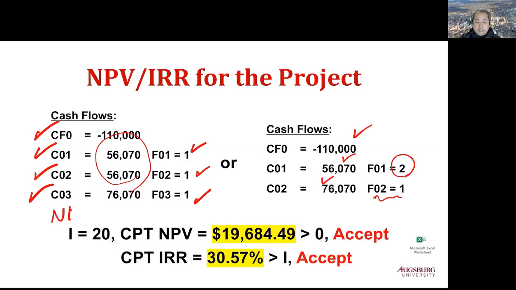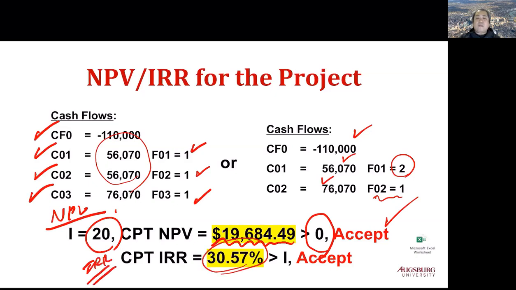Now press NPV. We know that the required return is 20%, so 20, I, and then press CPT. Then you have $19,684.49, which is positive, so accept the project. Compute IRR, so press IRR and compute. IRR is 30.57%, greater than 20% I. Again, accept the project. This is how to make a capital budgeting decision.